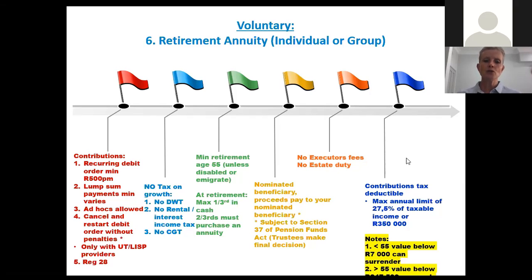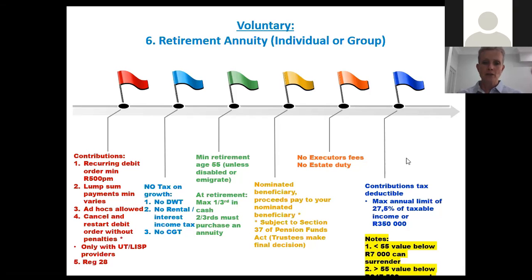At retirement, you can take a maximum of 1/3 in cash, and then you are restricted with the 2/3, minimum 2/3 has to purchase an annuity. So when I say minimum, that means you can choose to invest the full amount. You don't have to take 1/3 in cash. You can reinvest the full 3/3 into an annuity. I think a lot of people take the cash because they think they have to. They don't have to. And it might not be in your best interest to take that 1/3. And I'll come to that just now.